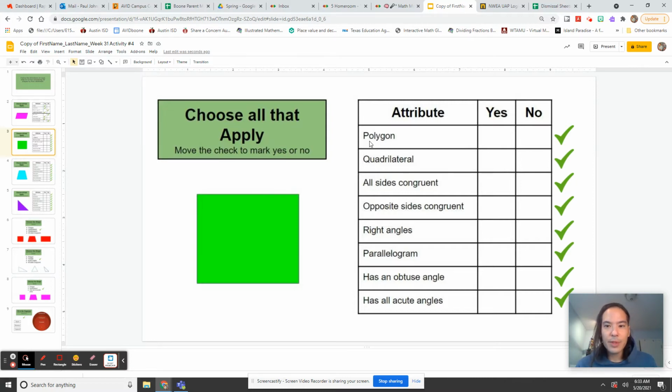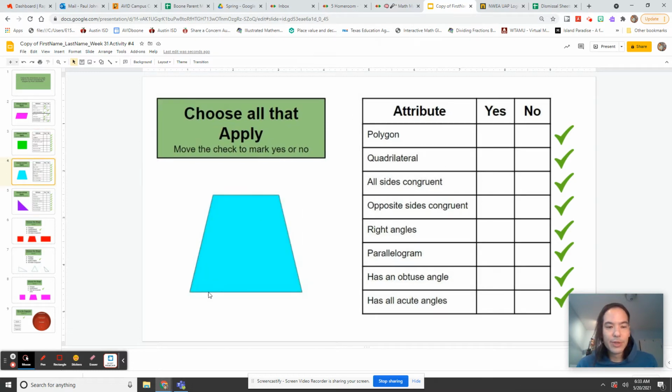All right. So obviously, we're looking at another polygon. That's another quadrilateral. It does look like all sides are congruent. It does look like opposite sides are congruent. We have four right angles. That means this is a parallelogram because this side and these sides are congruent. I don't see any obtuse angles, and I don't see any acute angles. So go ahead and fill out the checklist according to what we just witnessed. All right. This is a square.